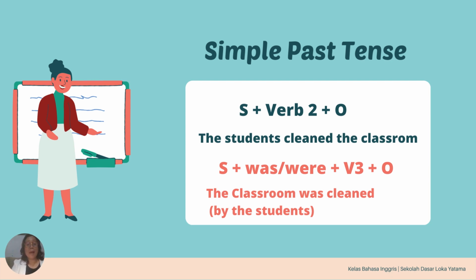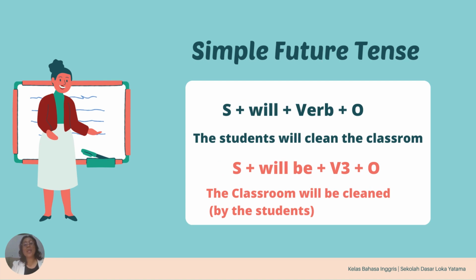Okay. What about in passive? We use subject plus was or were, because was and were are the be of the past one, and we put verb three here and the object. The classroom, remember the object from the active one becomes the subject in the passive one. We put was because the classroom is it, and cleaned as the verb three, by the students if we want to inform who the doer is. Here is the simple past tense pattern. What about the simple future tense?